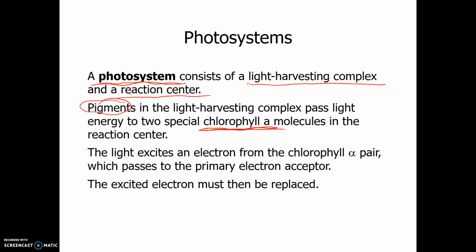So in other words, the electron bounces around from pigment to pigment. That's the first thing that happens when sunlight strikes the pigment molecules. An electron is excited and it bounces around from pigment to pigment until it reaches the reaction center chlorophyll A molecules, and then it is transferred from there to the primary electron acceptor.